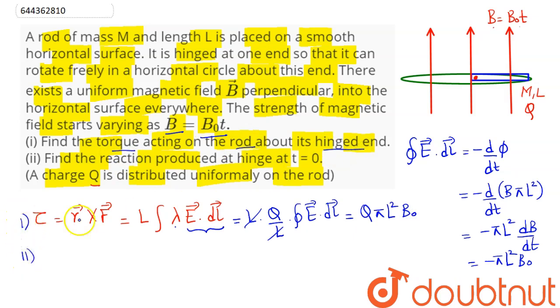Now coming to the second part, the reaction produced at the hinge at t equal to 0. Since at t equal to 0 the magnetic field is 0, that means the magnetic flux at this instant will be 0. So this E dot dl value will be 0, and this whole part will be equal to 0. Hence there will be no reaction force at the hinge point. Hence the normal hinge reaction force at this point will be 0.